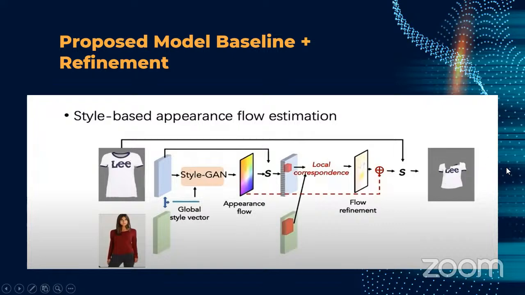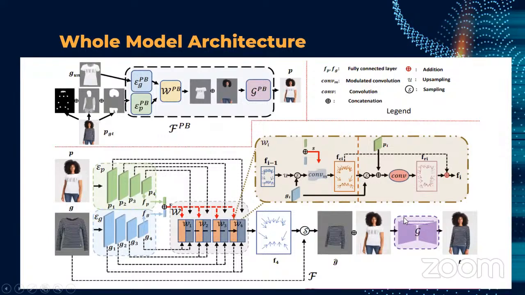So how does this whole architecture work? For the parser-free model, it uses the pre-trained model F_PB, which helps train F. F_PB and F each have extractors. In F_PB, the extractors are E_PB and E_GB, and it also has a warping module W_PB and a generator G_PB, and F has a warping module W and a generator G.